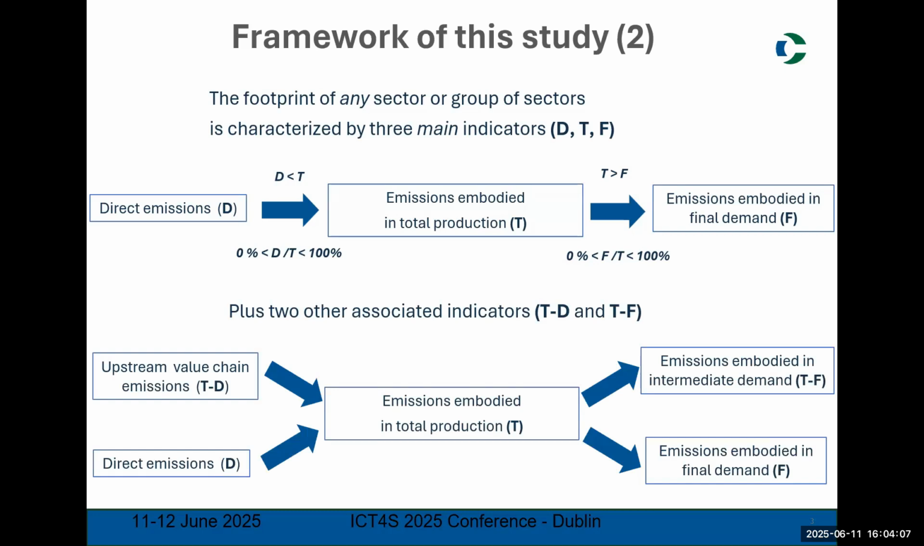We also look at two associated indicators. T minus F, that is the emission caused by the upstream value chain of a sector, so all indirect emissions, and T minus D, that is the emission embodied in the intermediate demand of a sector from other sectors to the sectors.